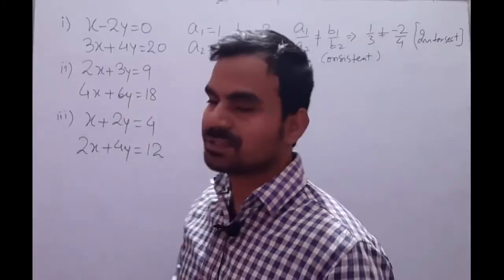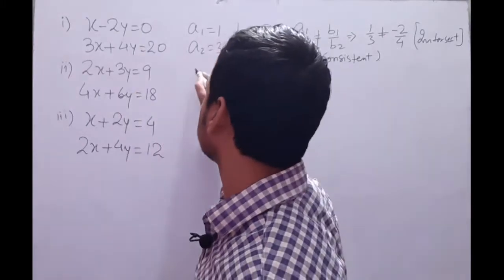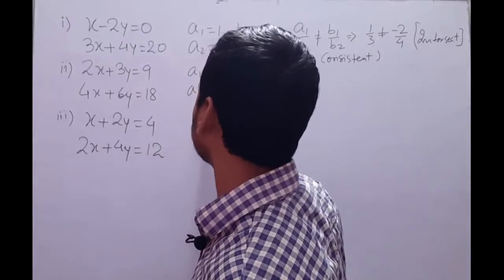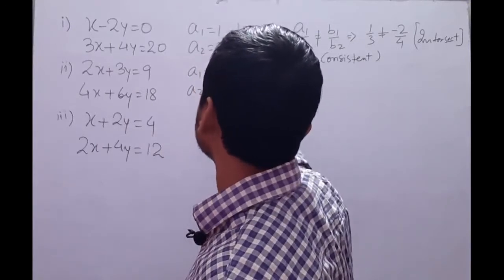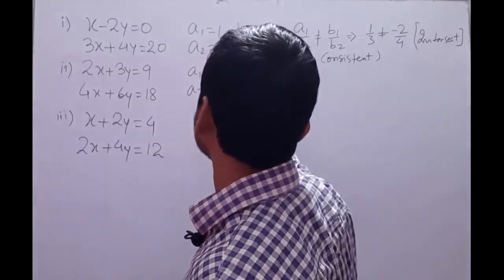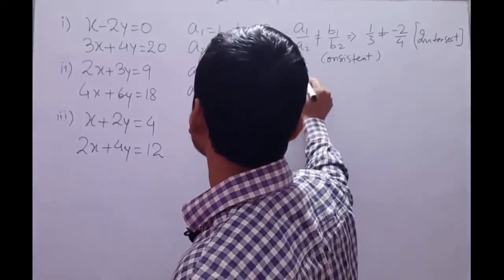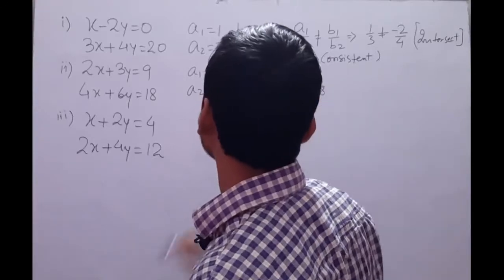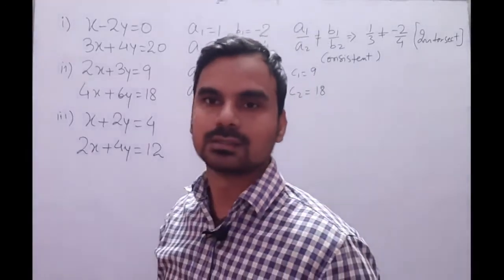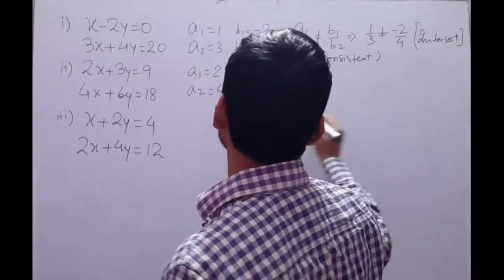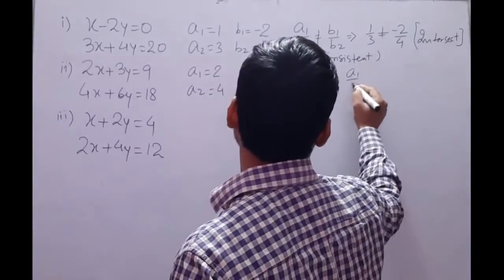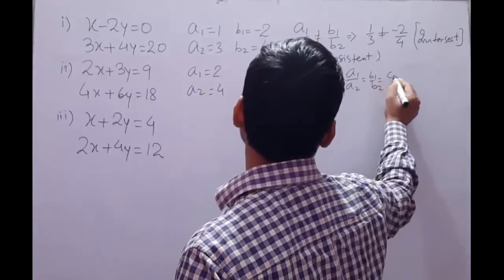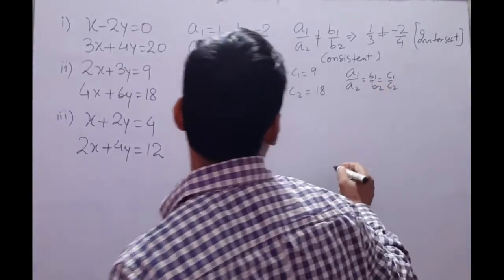In the second equation, as you can see, a1 is equal to 2, a2 is equal to 4, b1 is equal to 3 and b2 is equal to 6, c1 is equal to 9 and c2 is equal to 18. So a1 by a2, b1 by b2, and c1 by c2, we find out all the ratios here.